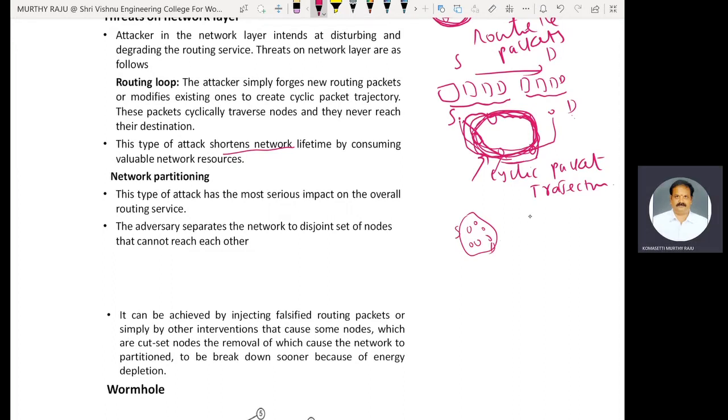Network partition means the source node is in one network and the destination node is in another network, forcefully partitioning the original network into two networks. This type of attack has the most serious impact on the overall routing service. There is no route to the destination node after partitioning the original network.